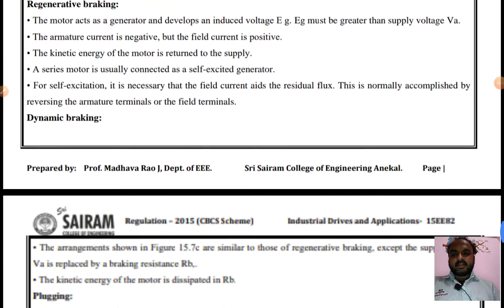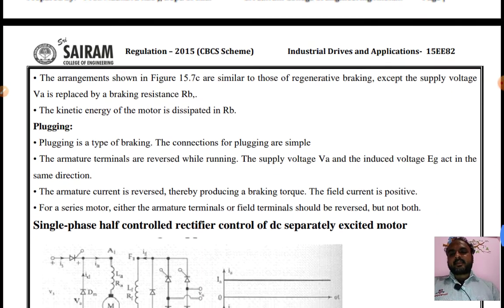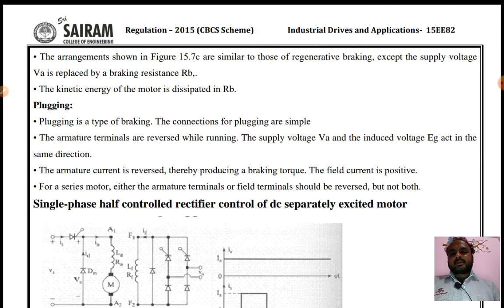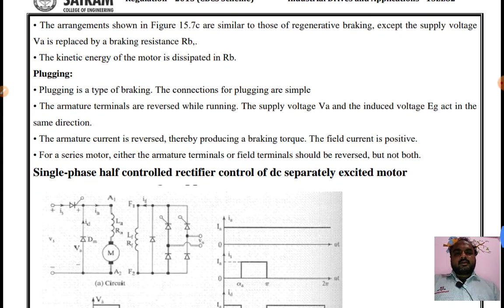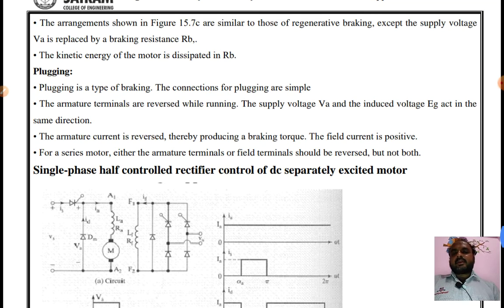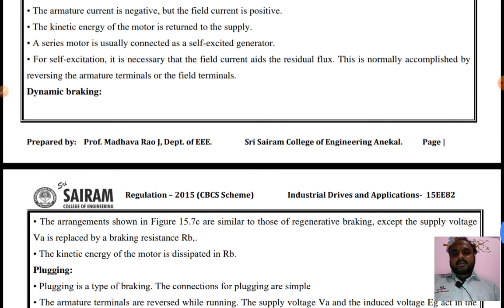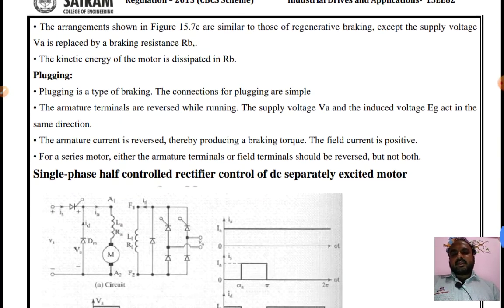Next, coming to dynamic braking. The arrangement is shown in the figure, and it is the same as regenerative braking except the supply voltage VA is replaced by a braking resistance RB. So here only RB will change. The supply voltage VA will be replaced by RB. The kinetic energy of the motor is dissipated in RB.